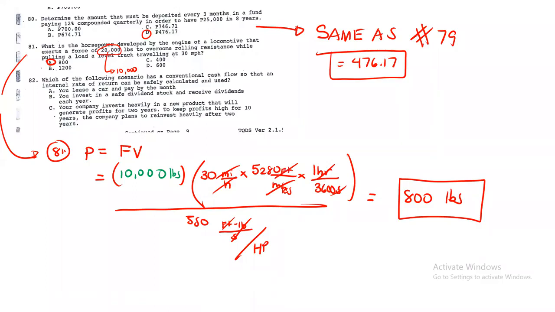So next, 82. Which of the following scenarios has a conventional cash flow so that an internal rate of return can be safely calculated and used? So syempre ang sagot dito, B. 82 is B.